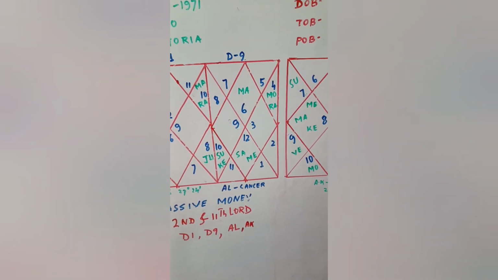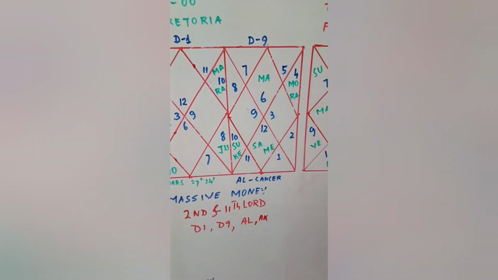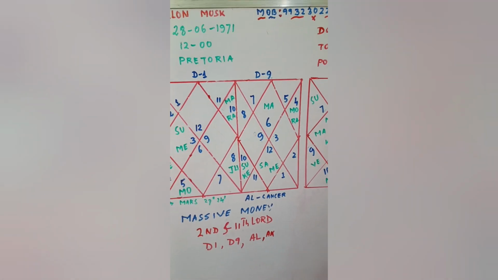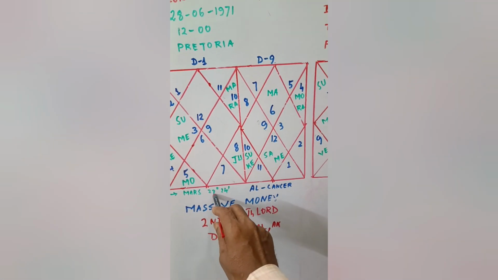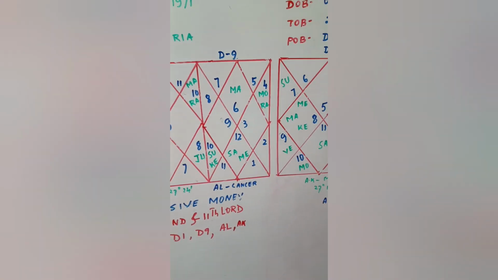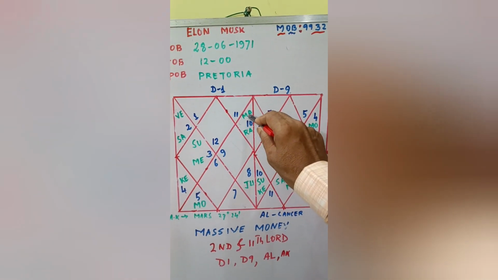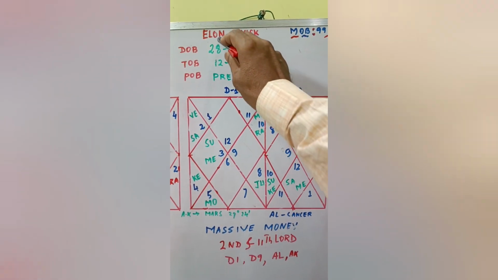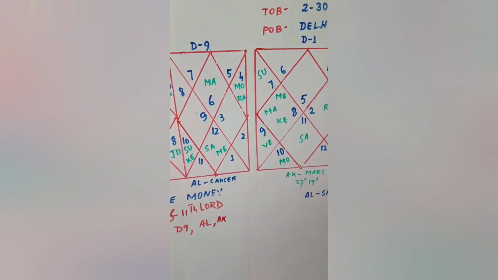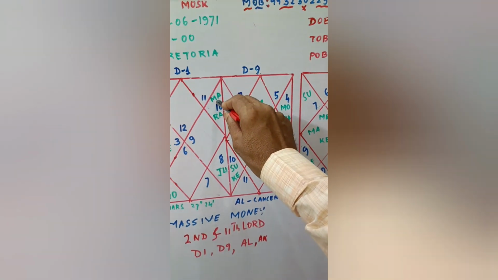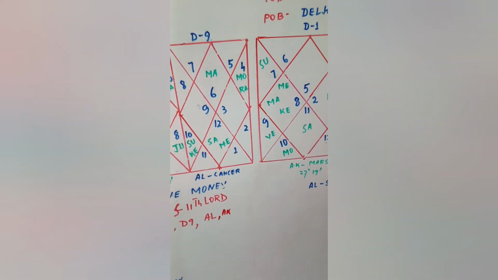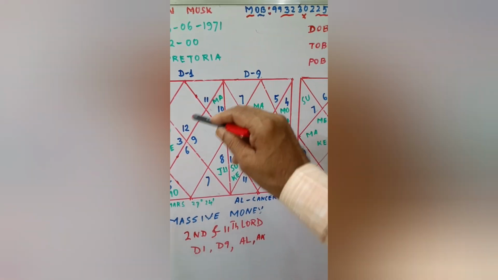So this is the Jupiterian 9th aspect. Not only that, here Mars has the degree 27 degrees 14 minutes. So Mars is the Atmakaraka planet in Elon Musk's chart. And Mars is in the Capricorn sign.